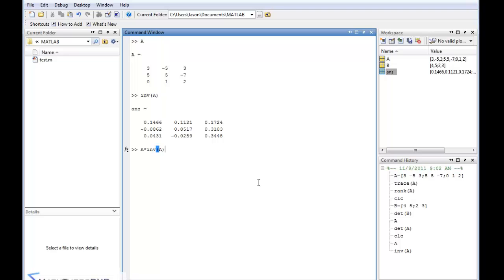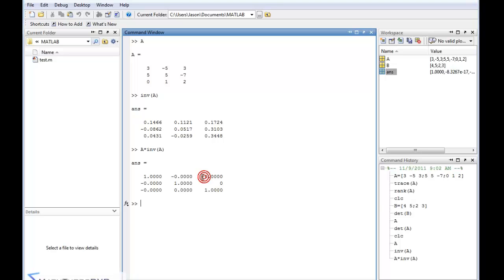Don't forget, this inverse of matrix A is itself a matrix. So you have a matrix times a matrix. When you do this multiplication, you're doing matrix multiplication, row by column, row by column. And when we do this, we get ones along the diagonal.